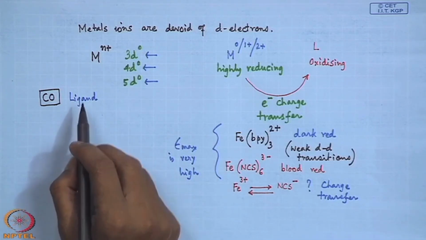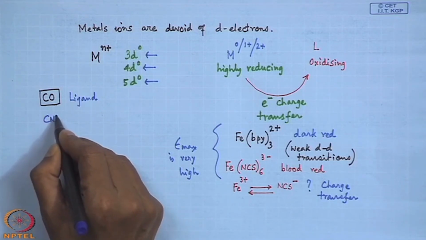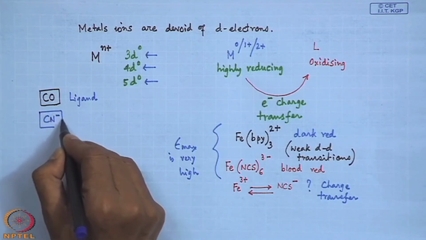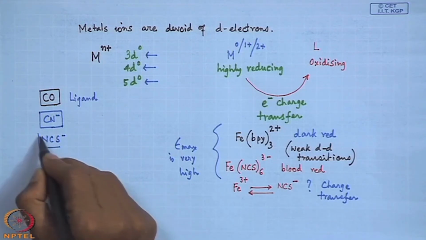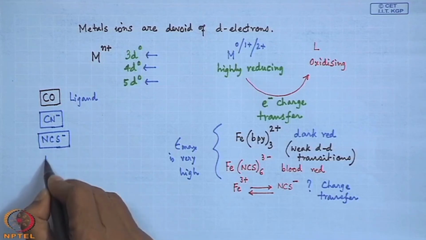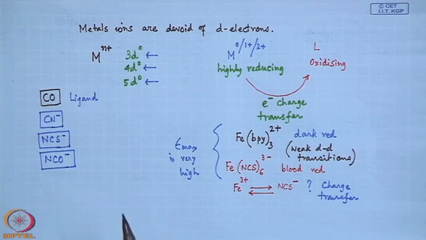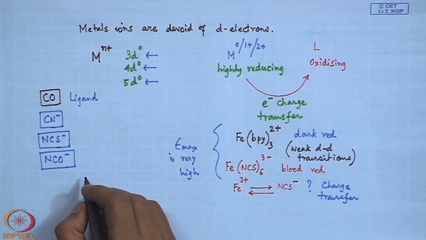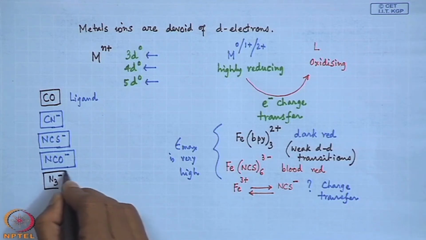Depending upon the ligand, we can have carbon monoxide, or CN minus, or NCS minus, or NCO minus, cyanate. So, all these ligands we can have, and they have different types of connectivity patterns between the atoms present there. Also, we can have N3 minus, the azide anion.